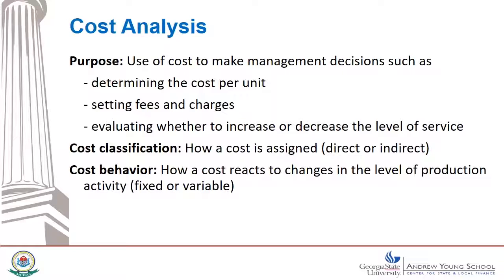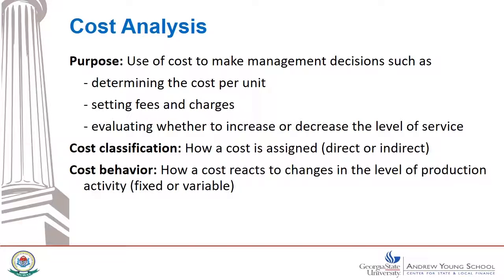Cost analysis is the process of compiling and organizing that information so you can determine a cost per unit of service, such as a cost per shot. Cost analysis also helps in the setting of fees or charges because you'll know what amount of revenue is required to break even per shot. It's also easier to evaluate whether to increase or decrease the level of a service by knowing if the cost justifies that change.